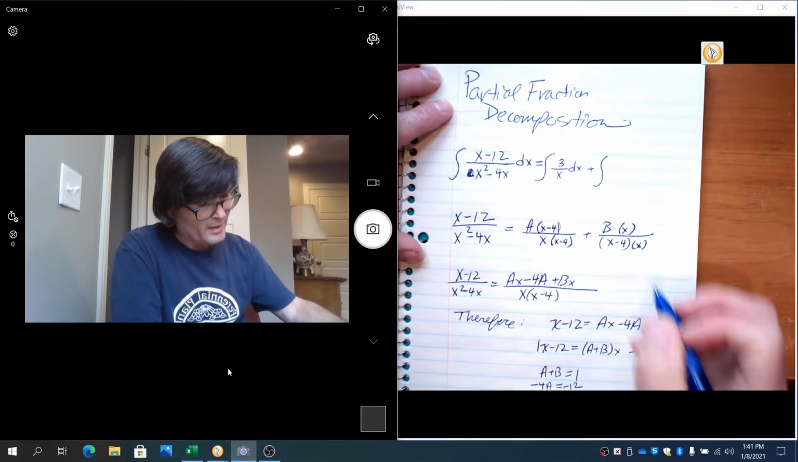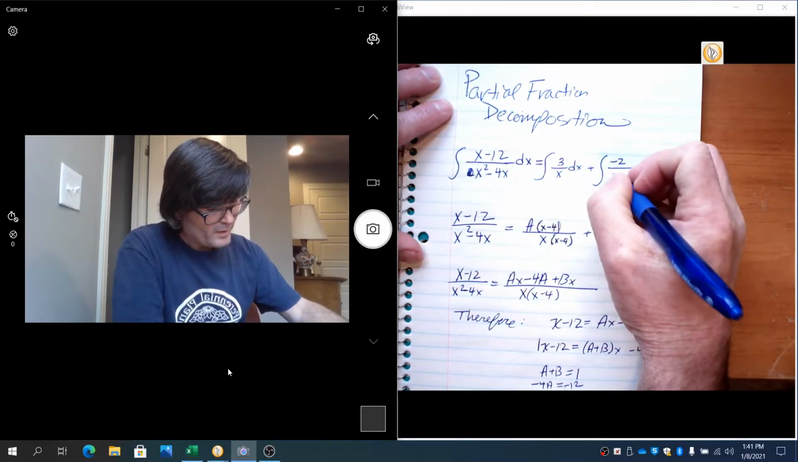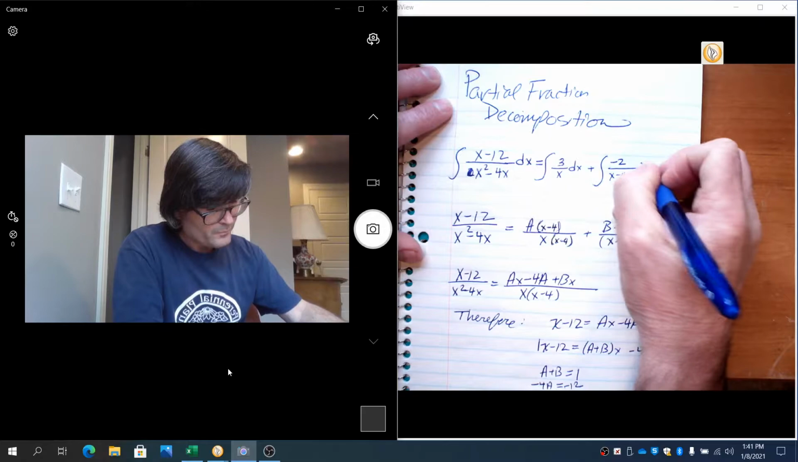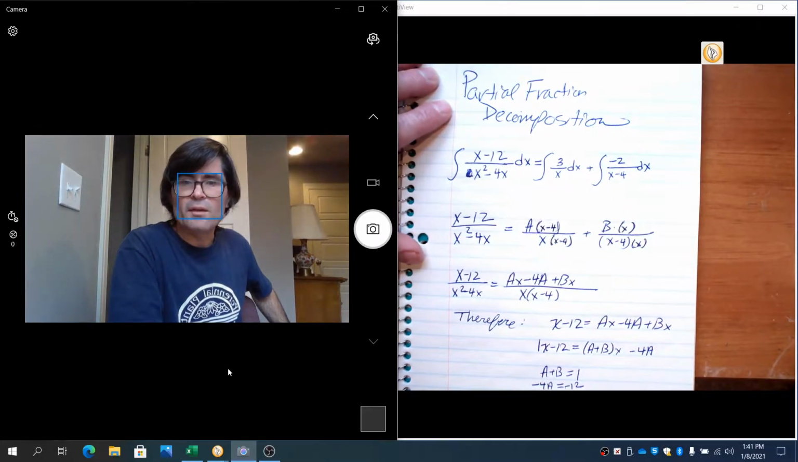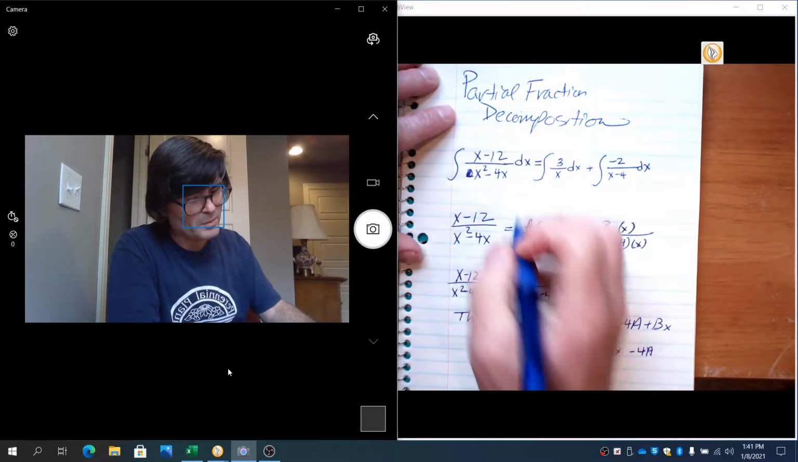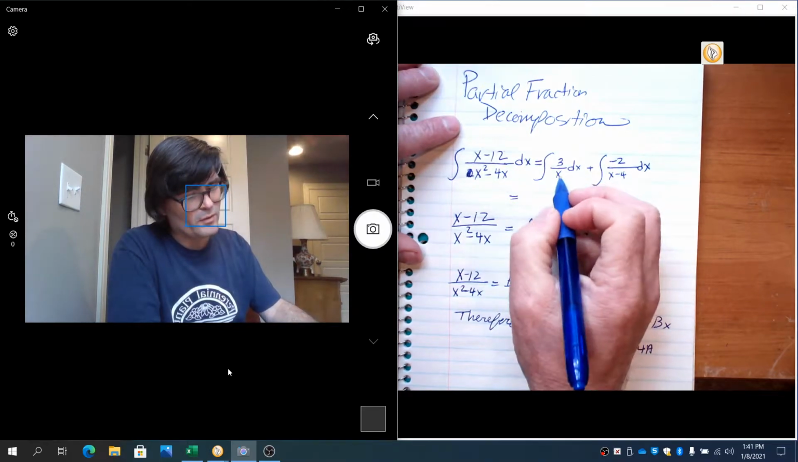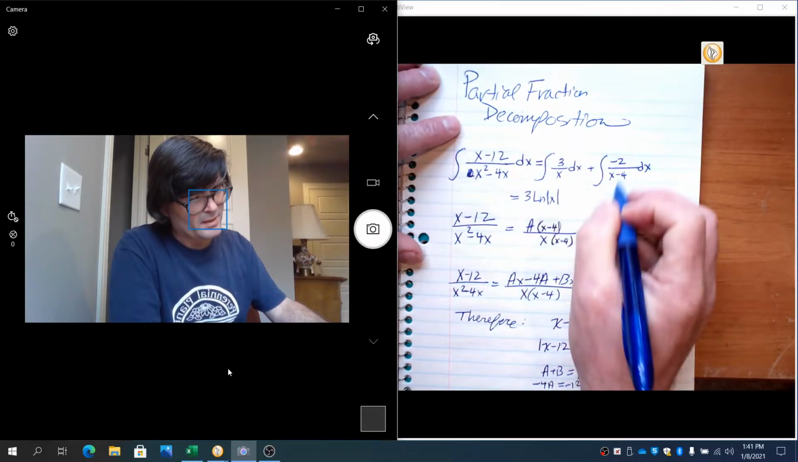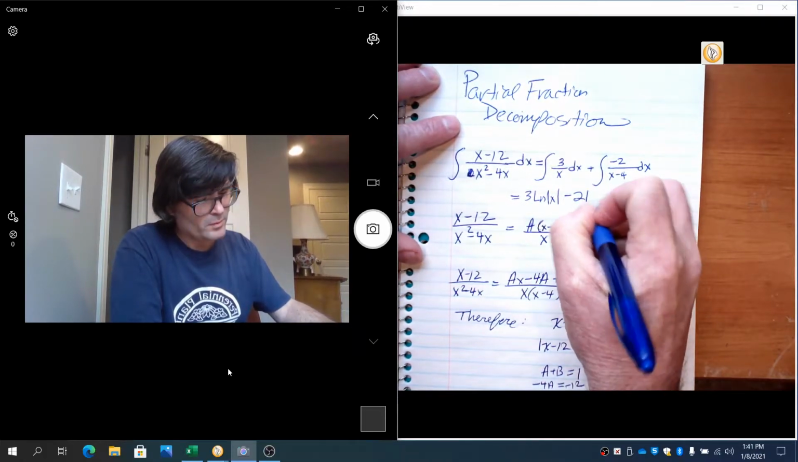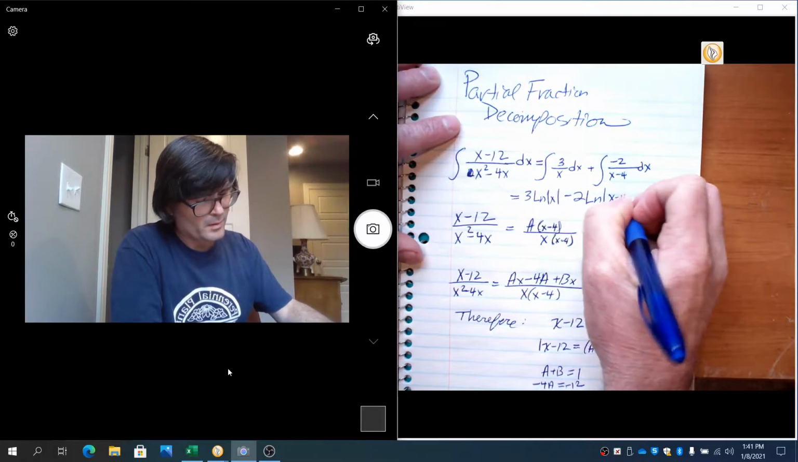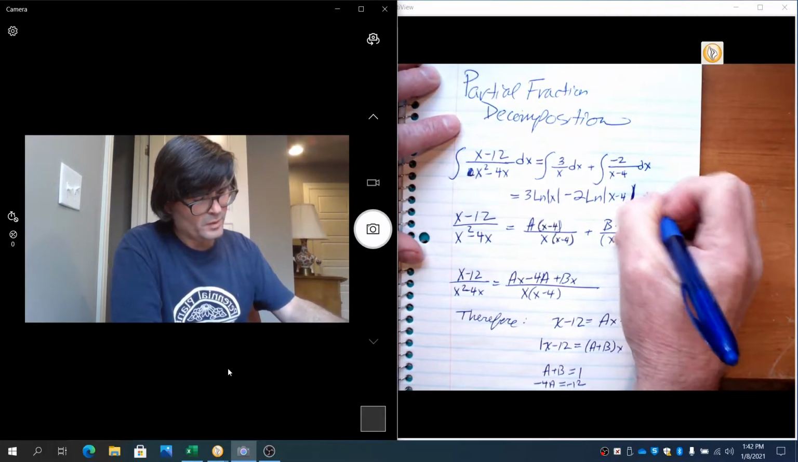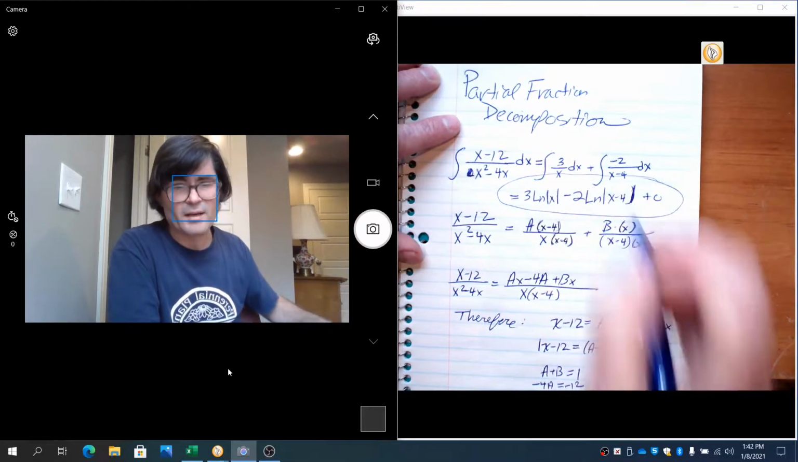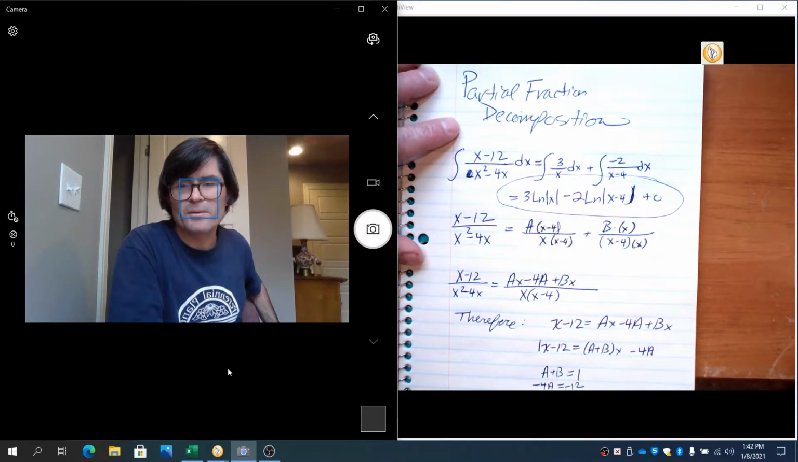And then I wanted to integrate negative 2 over x minus 4. Now you've broken this into two integrals that are added, that mean the same as this, but they're actually doable. If you took the 3 out, this would be 3 natural log x. Take the minus 2 out: 2 natural log x minus 4, plus c. And that is an example of partial fraction decomposition.